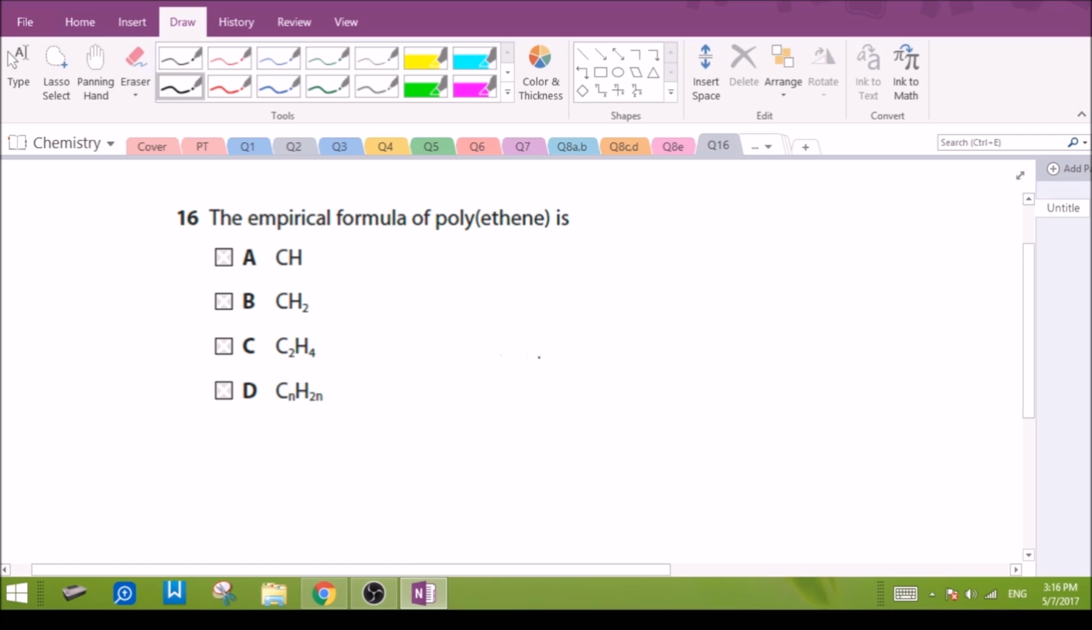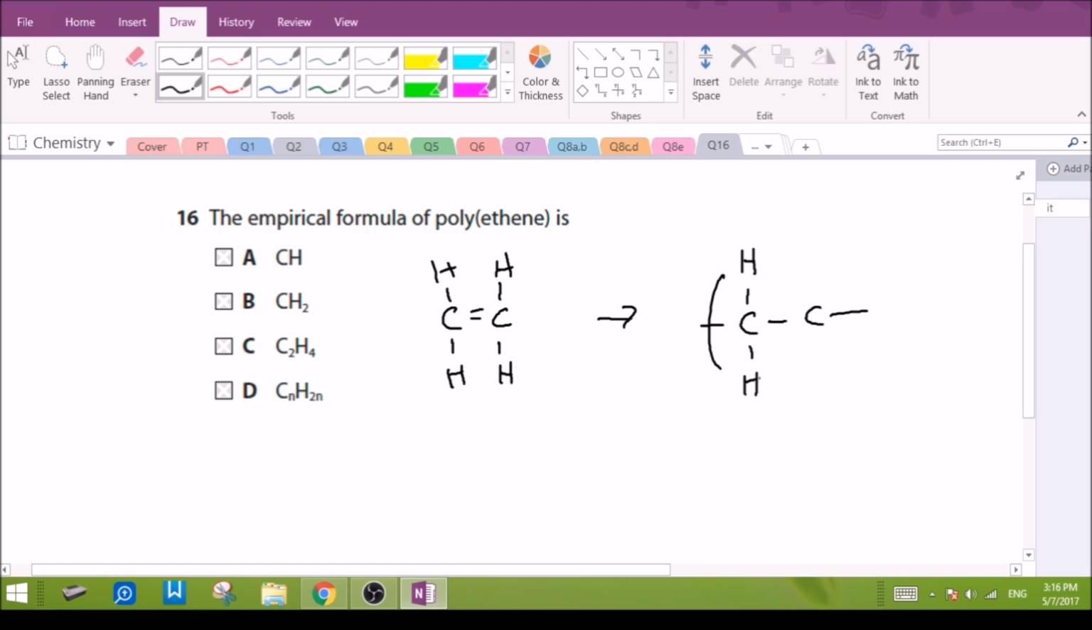Empirical formula of polyethene, right, the monomer of polyethene is the ethene molecule, CH2. The polymer, after it polymerizes, the structures can be drawn in this manner. The double bond is broken and becomes a single bond, right, and being a large number. So empirical formula, well, C2H4, if we were to simplify into the simplest ratio, the empirical formula is CH2. Option B.